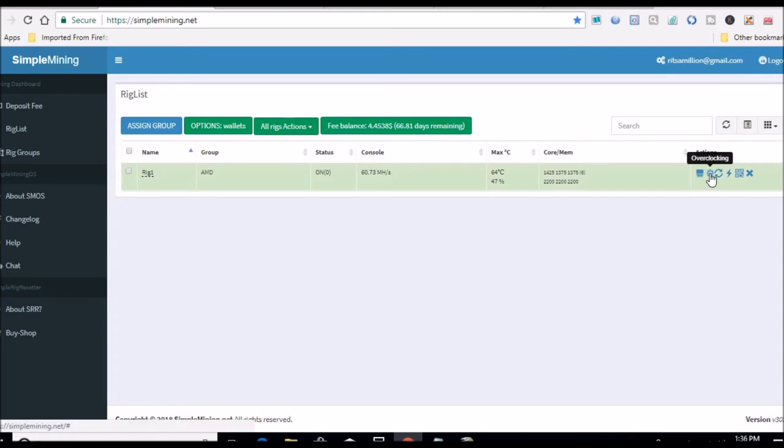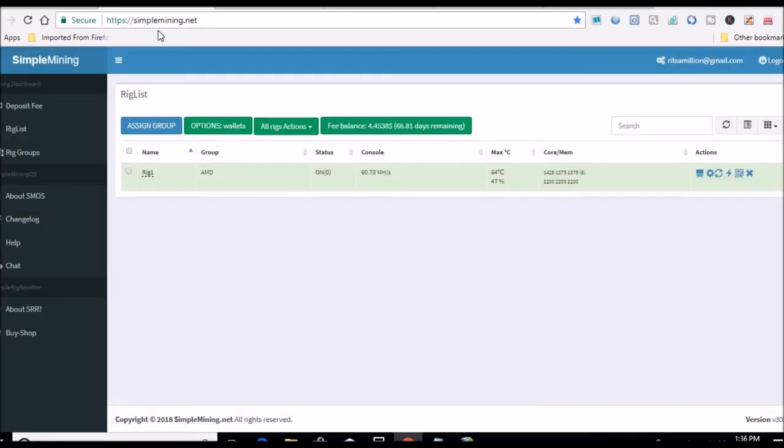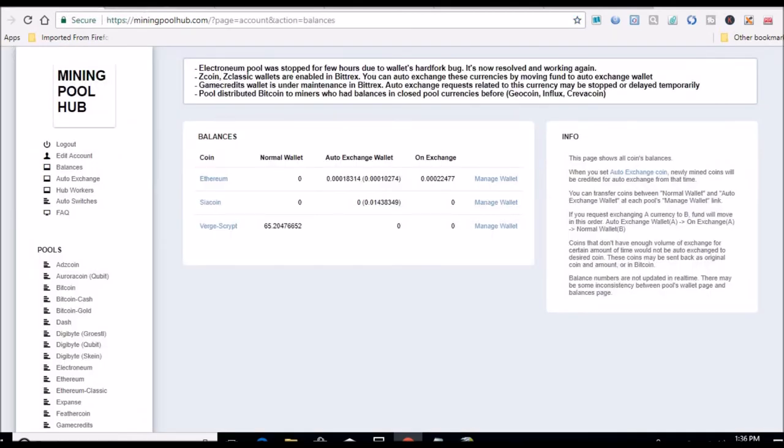I'll show you those overclocks real quick. All I did was up the memory. The 570, I went from 2100 to 2200. And the 560s, I went from 2000 to 2200. And it gave me an extra, just over 4 megahash. So far it's holding steady, and I'm happy with that. It's pretty cool.